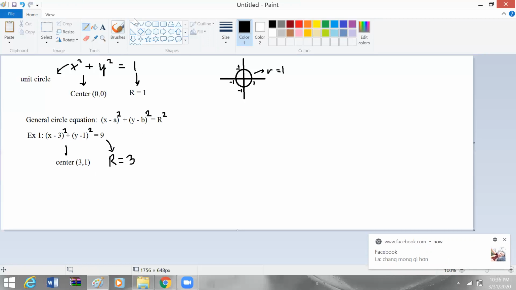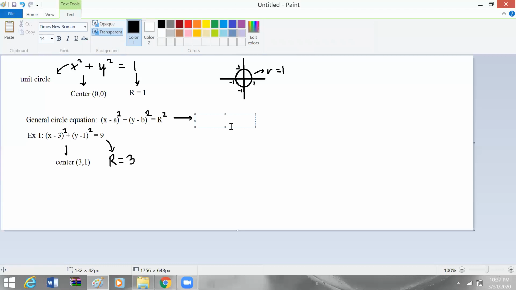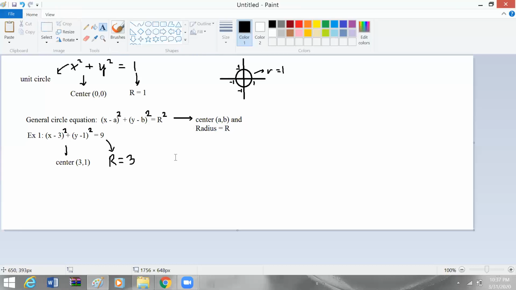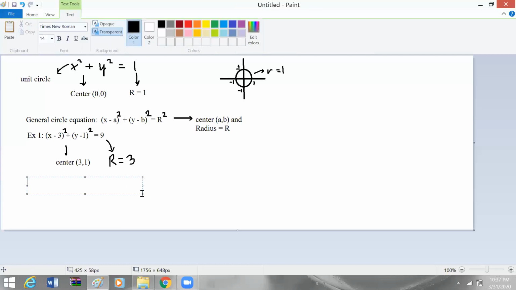So for that general equation, this is what we have for the center: the center on this part would be a and b, and then the radius will be r. So radius is r. So this is pretty much the thing. Now let's try another example and see how it looks different.